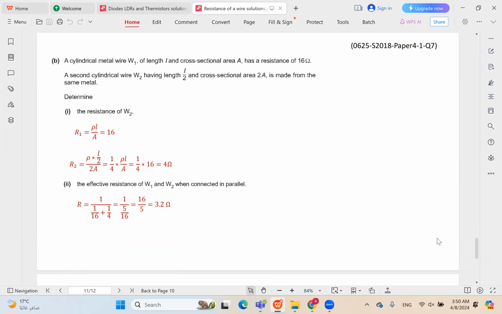In part B, we want the effective resistance of the two resistors when they're connected in parallel. So this is 1 over R1 plus 1 over R2. So this is equal to 1 over 16 plus 1 over 4. And you just use your calculator to figure this out. And you get a final answer of 3.2 ohms.